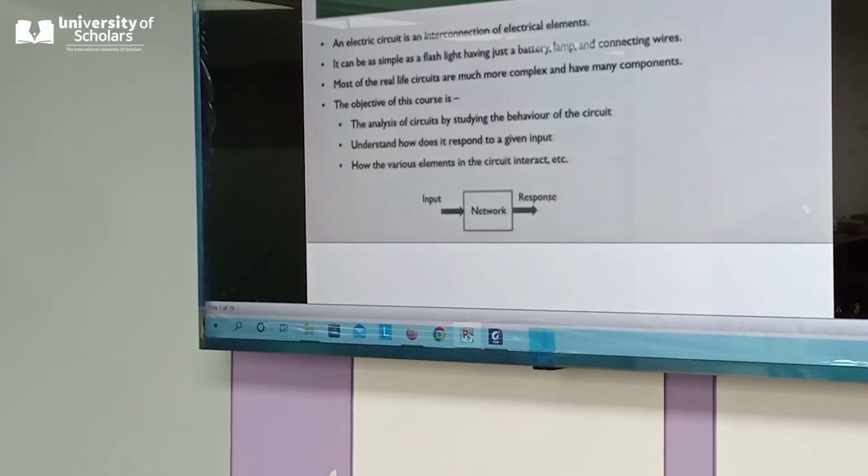So you can see that when you give input to a particular network, it will respond based on the input which you have provided. So we have to somehow establish the relationship between the input and response, and then we will see how the various elements in the circuit will interact.